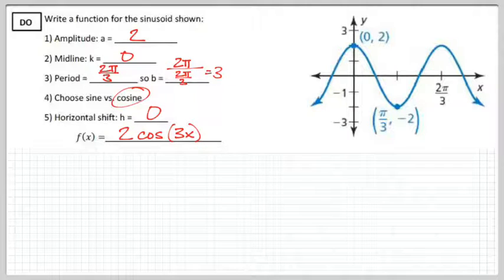Now, just a comment here. The most convenient thing here was to use a cosine because it started at the max at the x equals 0 axis. I could have used sine, but then I would have had a non-zero shift factor. This is one of those examples where it's just easier to use cosine because then one of these values is 0.